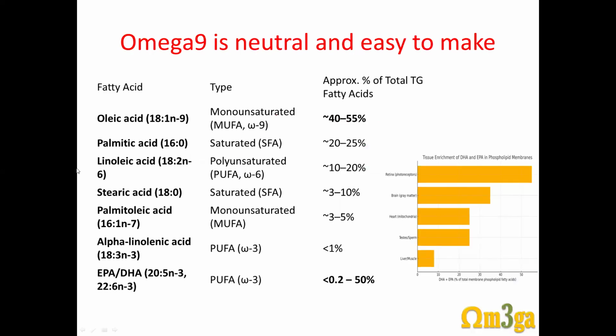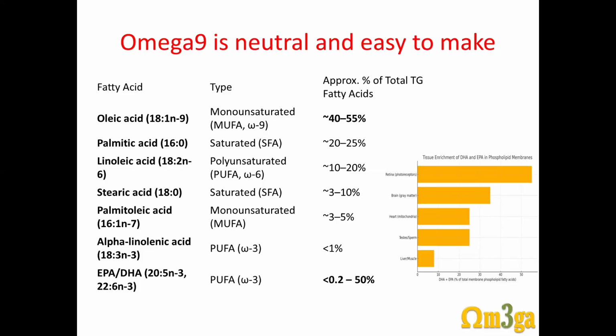So that is oleic acid. Again, the length here is 18, with the N-1 meaning 1 double bond, and it's at the 9th position. It's a monounsaturated fatty acid. So that is an excess of sometimes 55%.